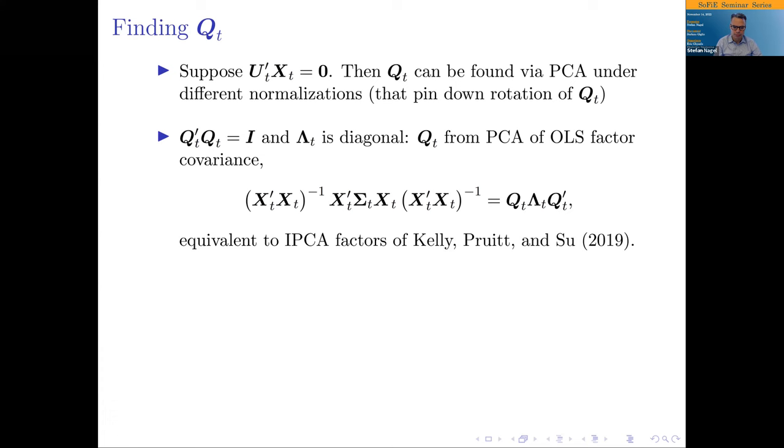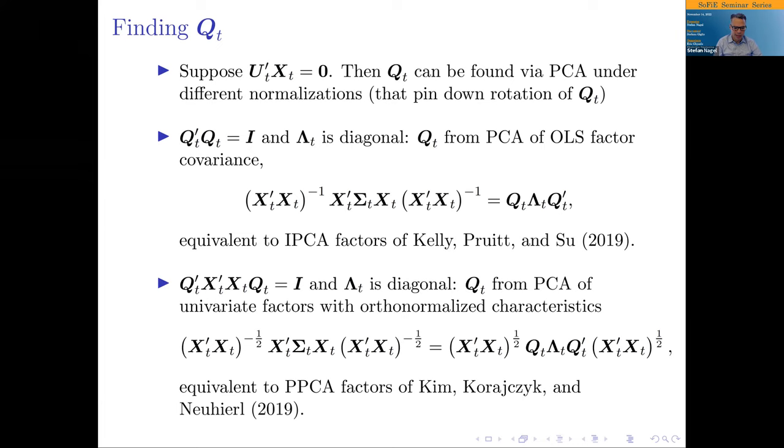If you pick a different normalization, so if we say instead of Q prime Q identity, we say Q prime XQ is equal to the identity, and again, lambda T is diagonal, then you can get QT from a principal component analysis of univariate factors. So that just uses the characteristics directly as factor weights if these characteristics have been orthonormalized. And this then turns out to be equivalent to the projected principal components approach of Kim et al.